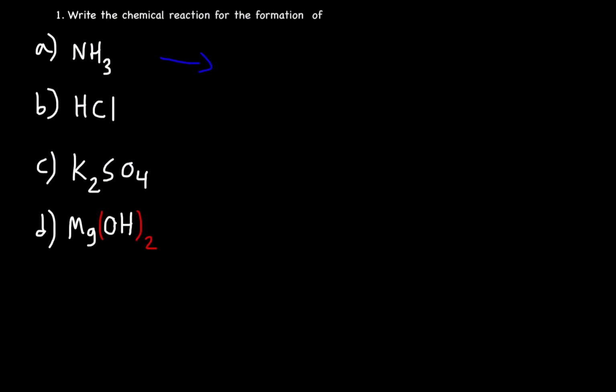So the only elements we see in ammonia are just nitrogen and hydrogen. The reason why I put a 2 there is because nitrogen and hydrogen are diatomic. They can't exist on their own. So this gives 1 mole of ammonia.